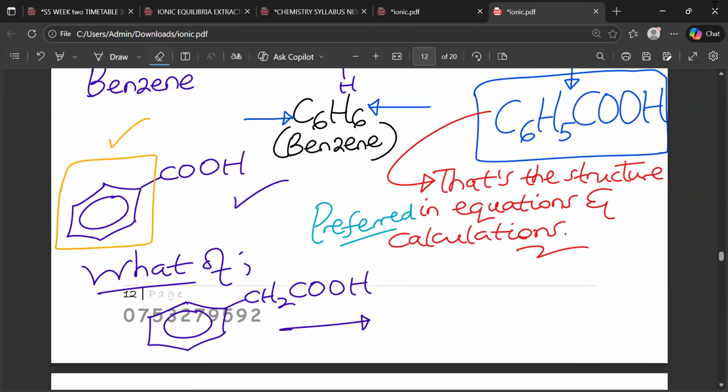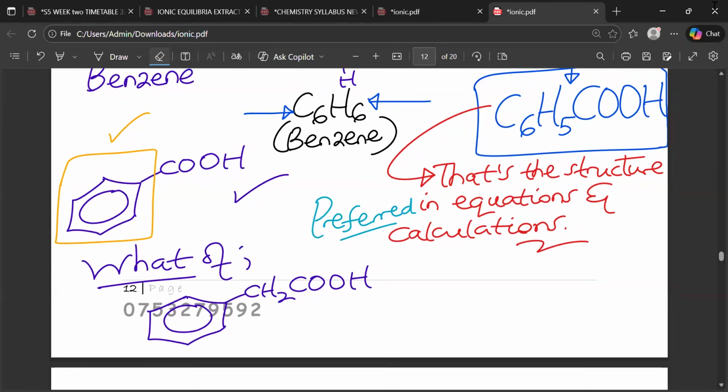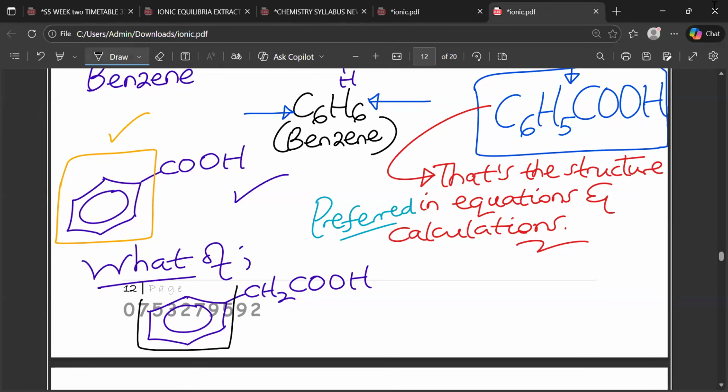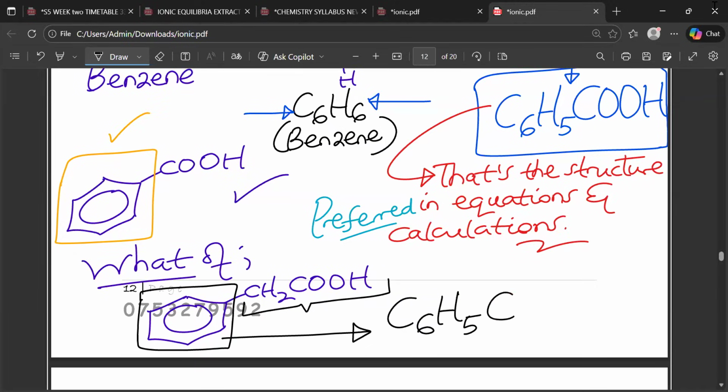Let me just teach you what is supposed to be done. You just get this benzene ring alone. The benzene ring means the carbons are 6. The hydrogens are no longer 6. Why? One hydrogen has been replaced by this. So you're supposed to write H5. Then you write this one beside it. Hope you people get me.